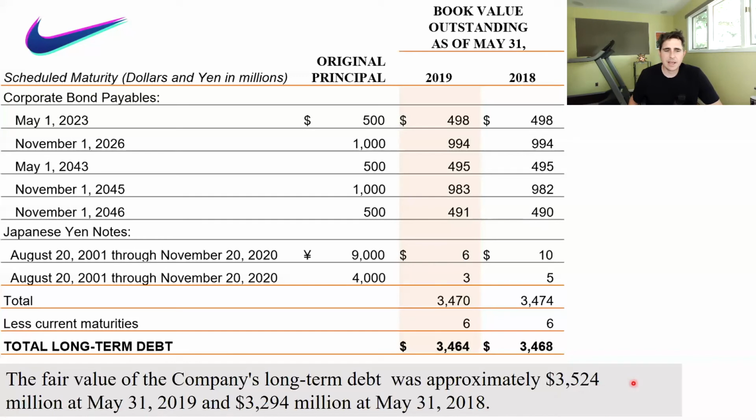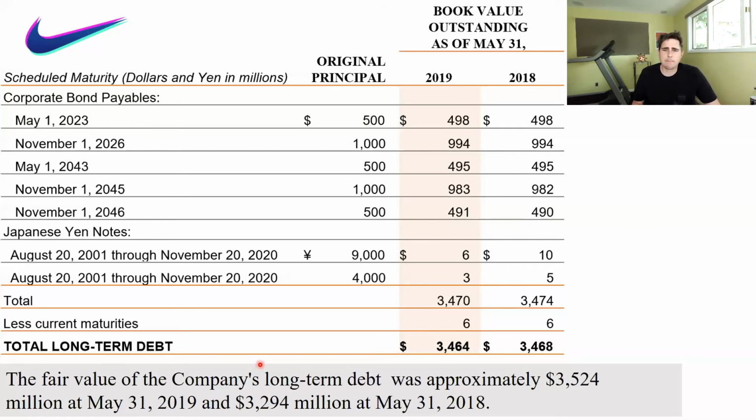Okay, and the final thing I wanted to go over was this disclosure at the bottom, where Nike says the fair value of the company's long-term debt was approximately $3.5 million at May 31st, 2019. And let's just stop there. So what is the fair value of the company's long-term debt? Well, these bonds are actually trading in the market. You can go on E-Trade and buy a portion of this 2046 bond if you want to. What are you going to pay for it? Well, you're going to pay its fair value. That's what you're going to pay for it today.